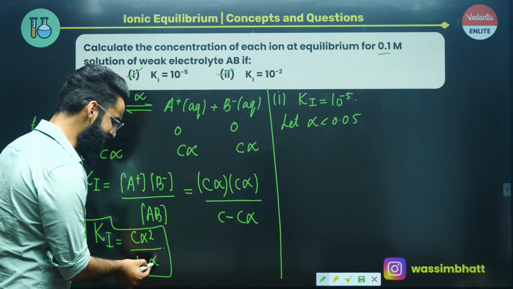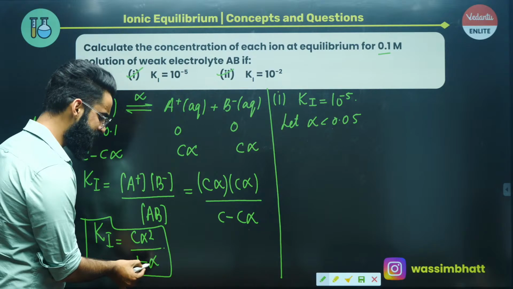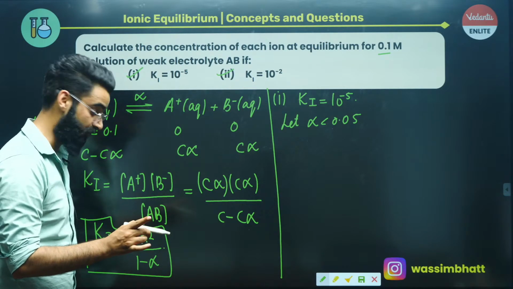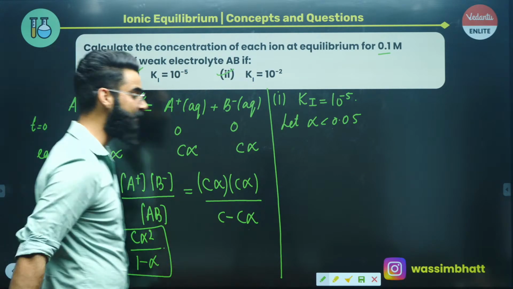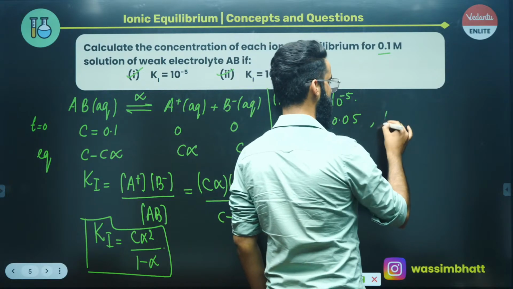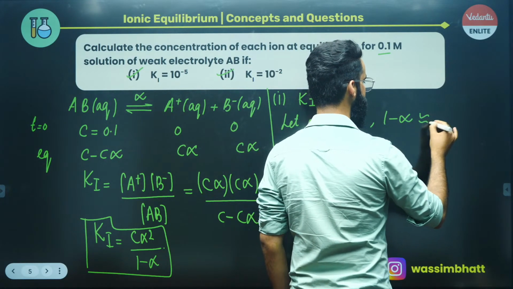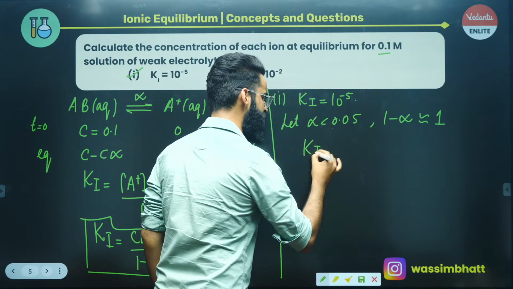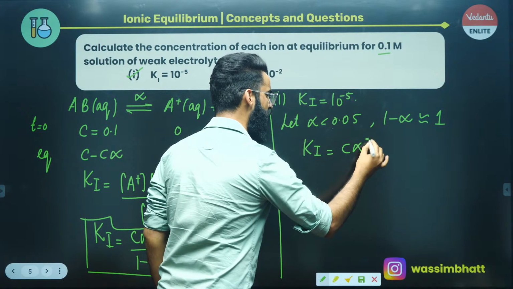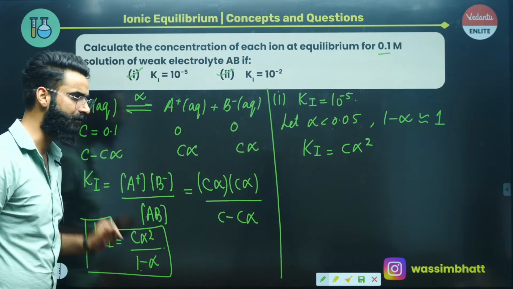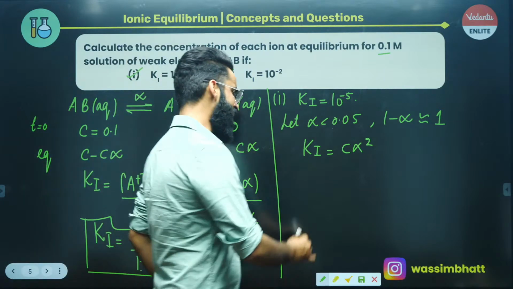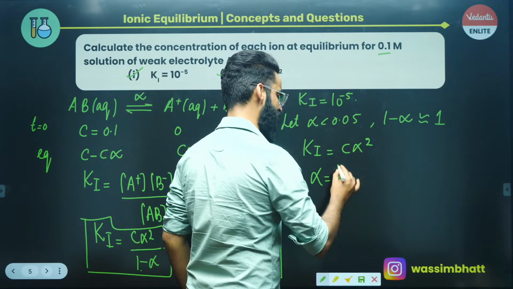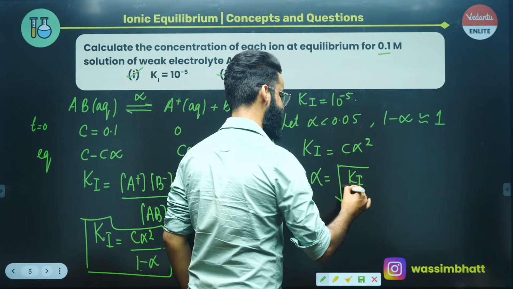If alpha is less than 0.05, that means instead of 1 minus alpha, I'll be just writing 1, right? So my expression of ionization constant becomes simply C alpha square divided by 1. From here, you can easily calculate the value of alpha, my dear people, which is going to be under root of Ki divided by C.